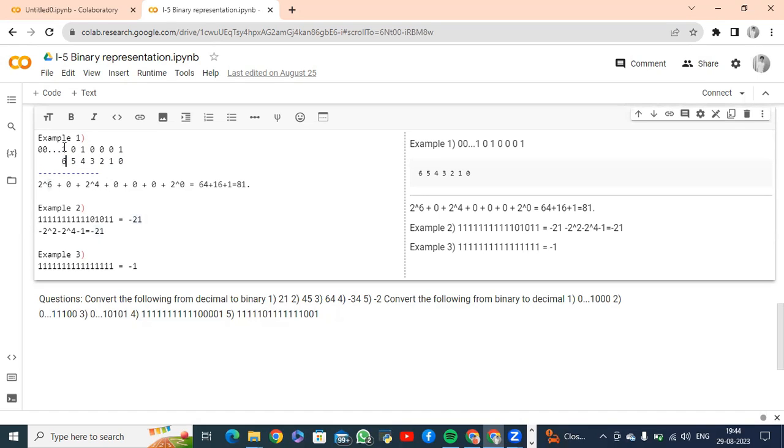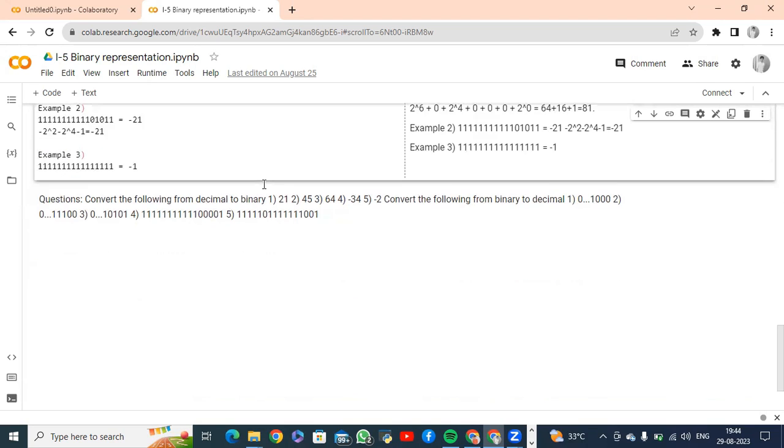Now, just take this 1, multiplication, 2 power 6. 1 into 2 power 6 plus 0 into 2 power 5. Anything multiplied by 0 remains 0. So, we have taken it as 0. Then 1 into 2 power 4. Then 0, 0, 0. Then 1 into 2 power 0. Okay, see here. After adding this, we get 81 as the final result. So this is how we can convert a binary value into a decimal value.